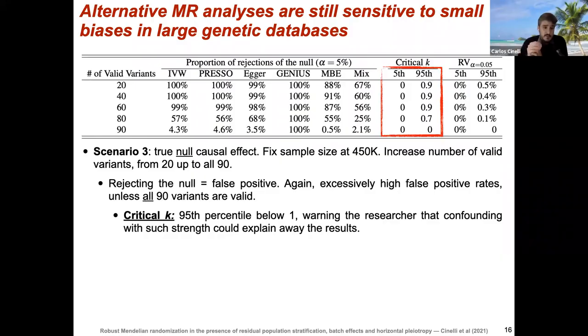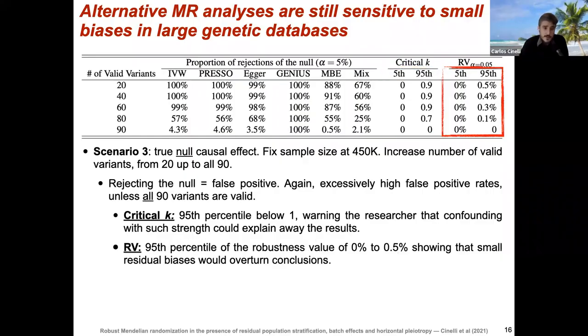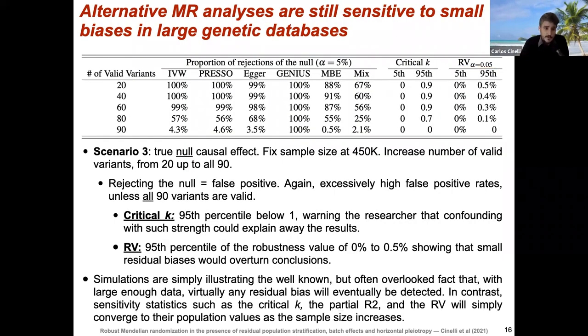And again, how sensitivity analysis could help here. So we can see that the critical K would remain below 1. So it would still warn the researchers that very weak confounding could explain the results. And the same thing for the robustness value. It would gradually degrade until it gets to 0, telling the researcher that small biases would be able to reverse the conclusions. Now, the simulations are not a big deal.